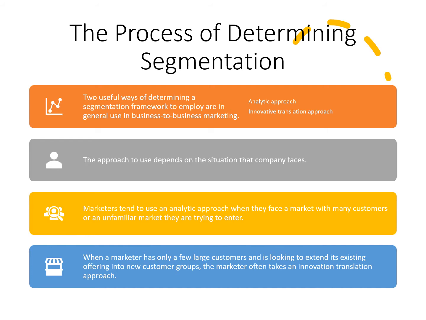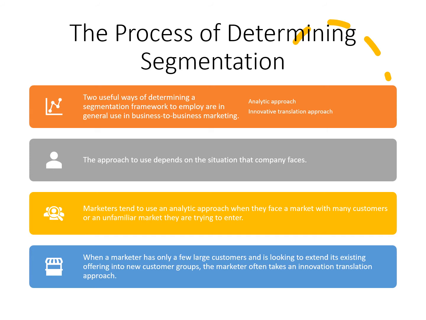The process of determining segmentation. Two useful ways of determining a segmentation framework that are in general use in business-to-business marketing are the analytic approach and the innovative translation approach. I will discuss both of these approaches one by one. The approach to use depends on the situation that the company faces. A company can use one of these approaches, but the selection of that particular approach is dependent upon the situation.